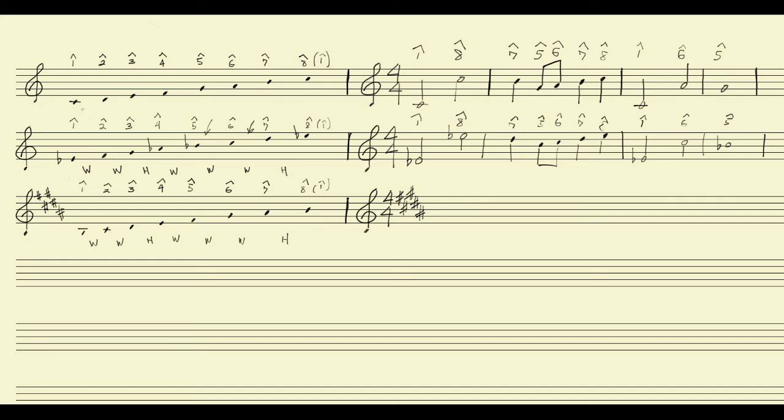This becomes even easier if I'm using key signatures. And let's try this. Let's try moving to the key of B major. And I'm going to write out in advance here my scale degrees. 1, 8. Let's just squish those in a little bit. 7, 5, 6, 7, 8, 1, 6, 5.